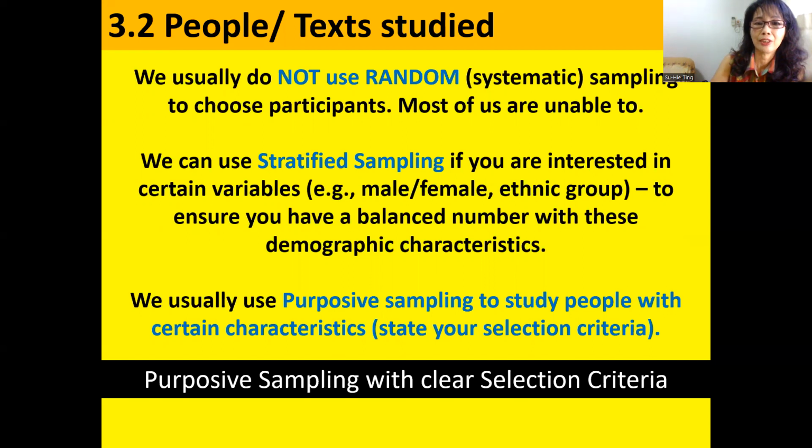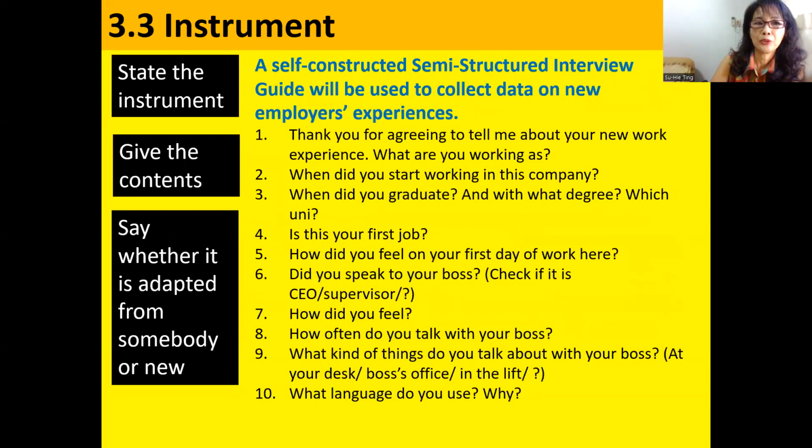But make sure your selection criteria is clear and you can offer a good rationale for it. It is okay to use purposive sampling. We move on to 3.3, instrument. State the instrument. A self-constructed semi-structured interview guide.